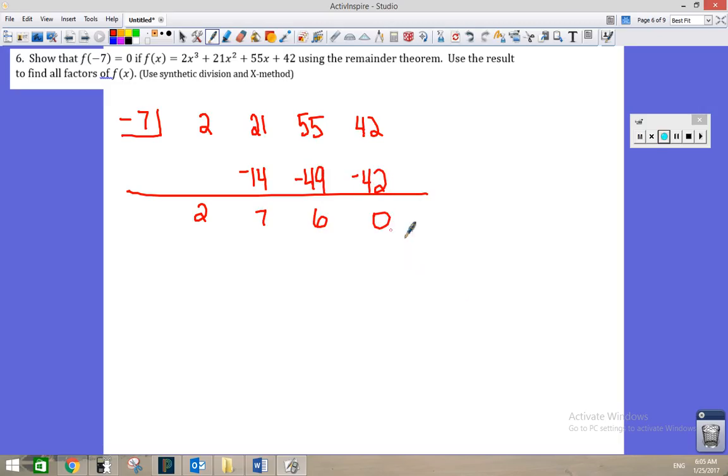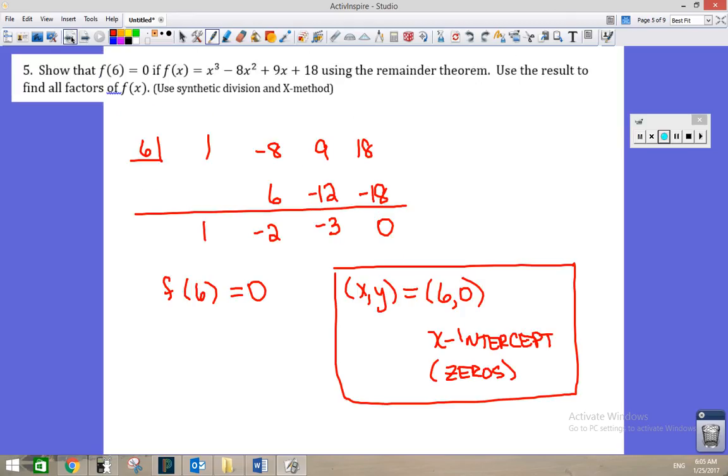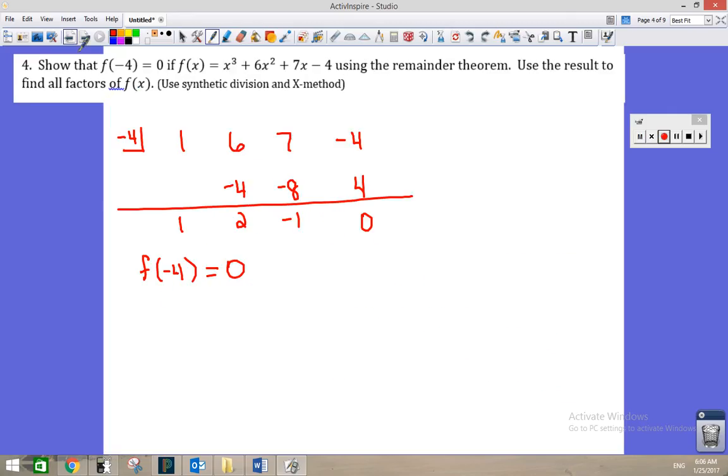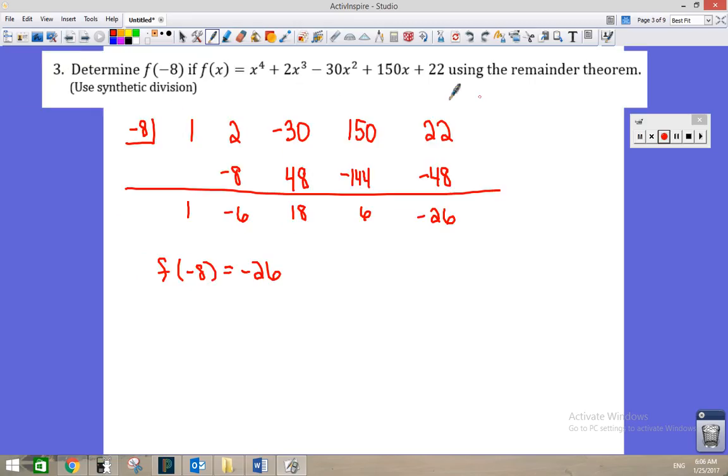And I'm getting a 0 like I expected. Now, did I read the directions on the previous one? I did not read the directions. So I need to go back, use the result to find. I have not been reading the directions.